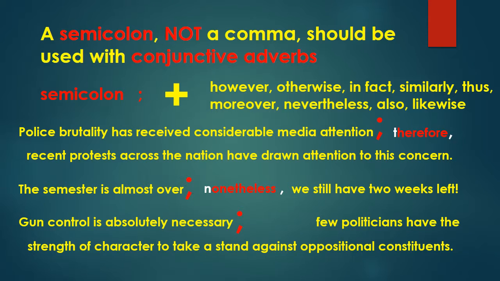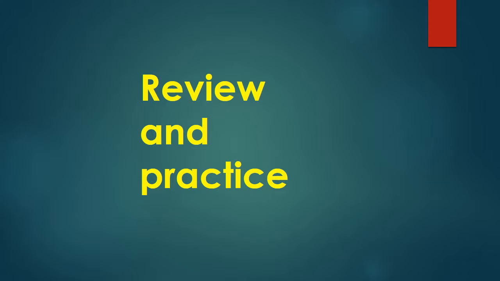Gun control is absolutely necessary, semicolon, and then we add the conjunction, however, few politicians have the strength of character to take a stand. That's politicians. I'm a little cynical. So you have the lowercase h again and the comma after it. So semicolon, conjunctive adverb, and then a comma. Once again, take a couple of moments to review and practice these types of sentences.